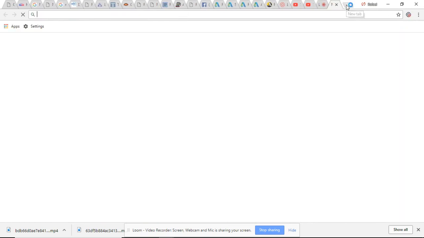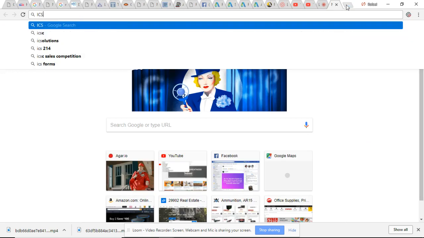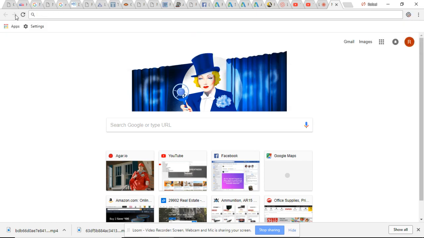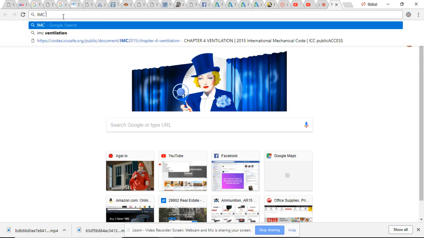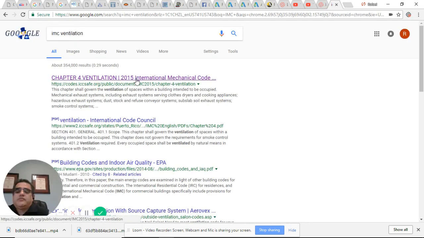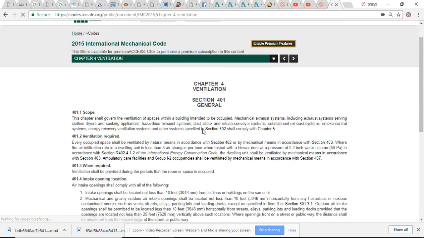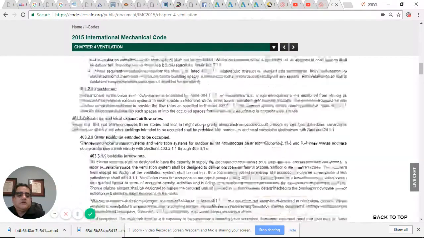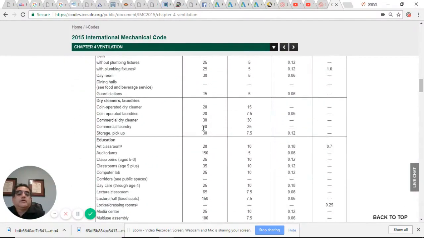Oops, and I closed it. That's great. The IMC, International Mechanical Code. So I'll do ventilation. I know the web page I need to be, which is this one. And then it takes me to chapter 4 that talks about ventilation. When I scroll down until I get to that table. And then here we are again.